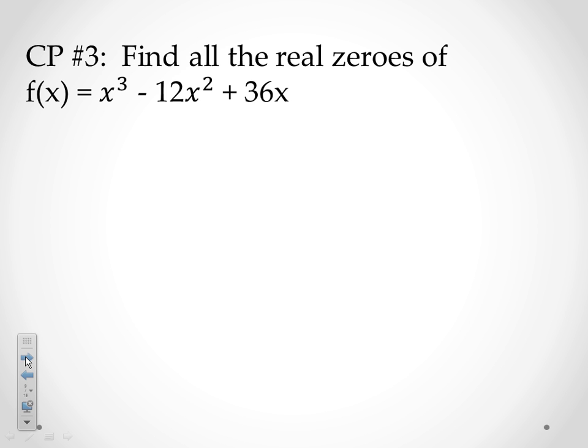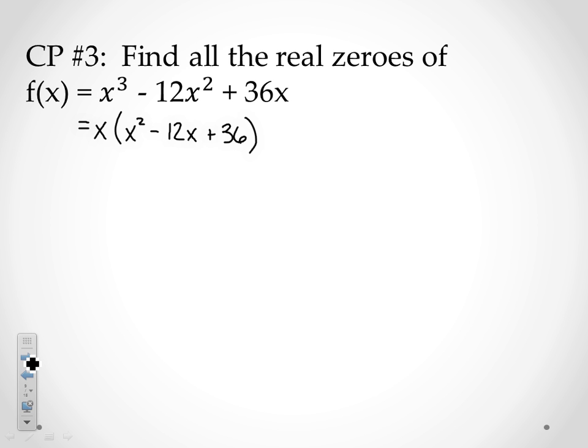Okay, so if we're taking a look at this one, if we want all real zeros, one way that we found zeros was factoring. I have no coefficient on my x to the third power, so I can't pull a number out of all 3 of those, but they do all have an x in common, so I can take that off. x squared minus 12x plus 36 is what I'm left with inside.